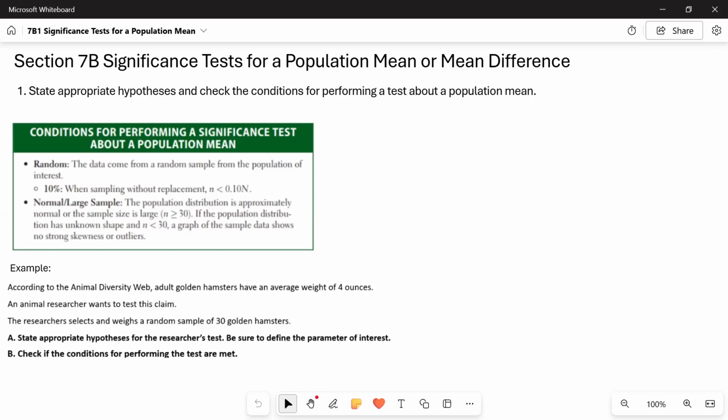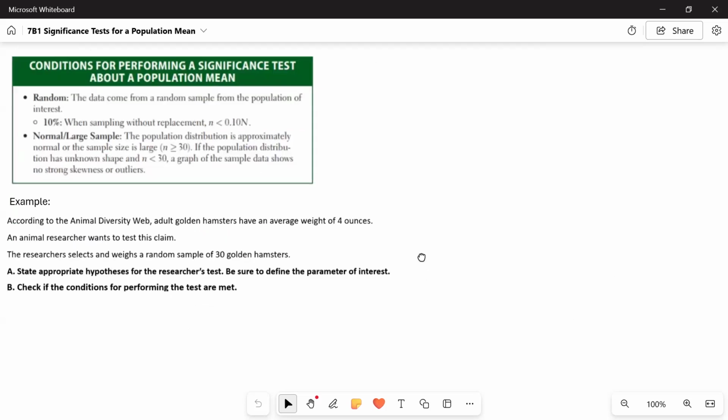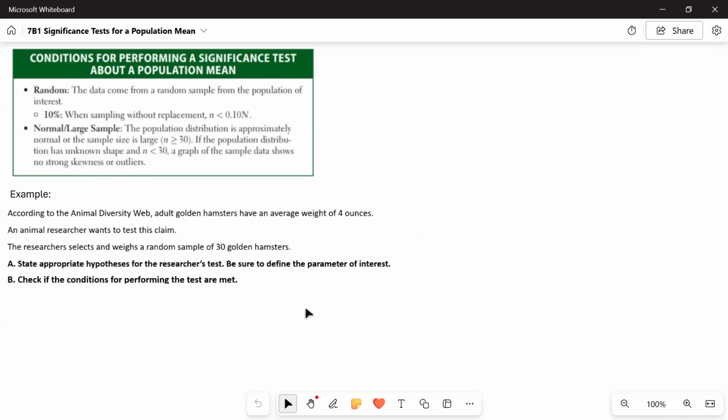All right. So in our example here, according to the Animal Diversity Web, adult golden hamsters have an average weight of 4 ounces. And an animal researcher wants to test this claim. The researcher selects and weighs a random sample of 30 golden hamsters. So we want to state the appropriate hypotheses for the researcher's test and make sure we define the parameter of interest. Okay, so it's important we put the null, the alternative, and define the parameter in context of the problem.